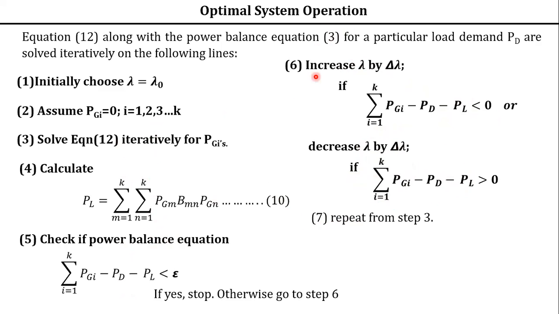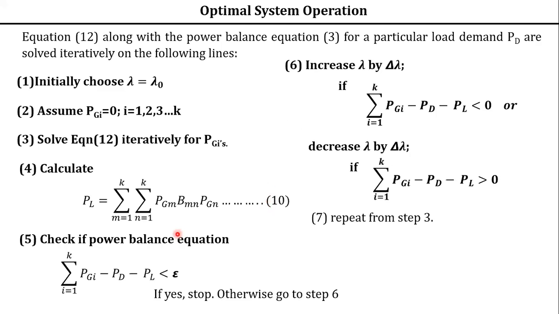Understood? So this algorithm they may ask you to explain for 6 marks or 8 marks, 6 to 8 marks they may ask. Understood? Write the algorithm for optimal system operation or optimal generation scheduling, including the transmission losses. So this is the algorithm, you have to use it.